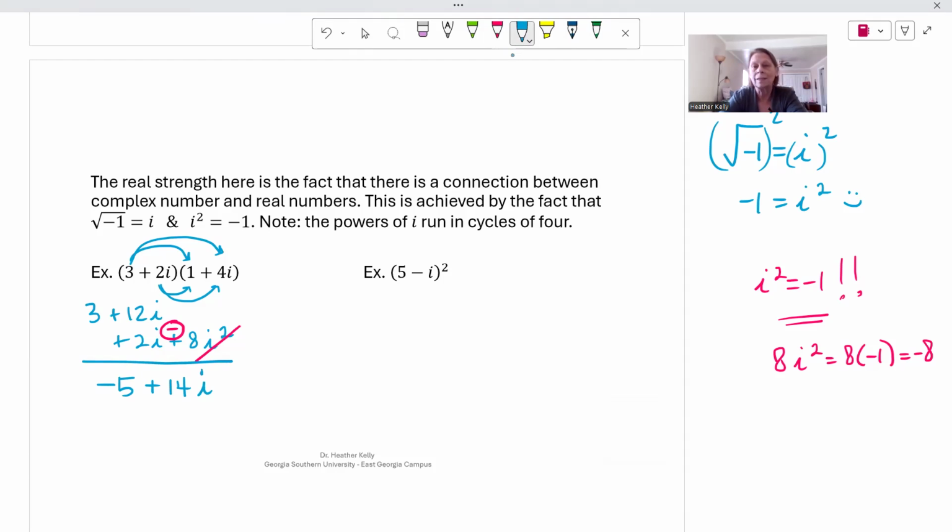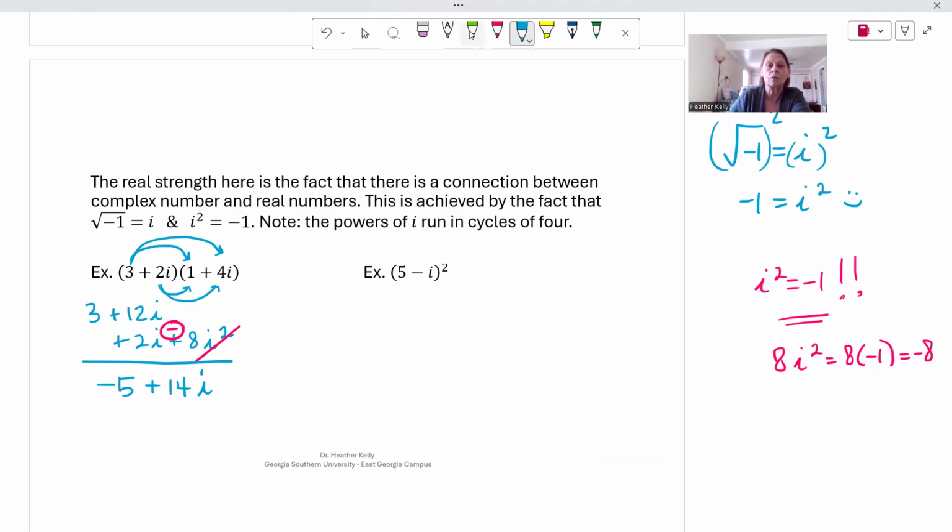Now notice we didn't get anything like a trinomial, like if we were multiplying two binomials, x plus 2 and x minus 5, we would turn out to have a trinomial. But when you multiply complex numbers together, because of this i squared equals -1 thing, you continue to have a binomial number. Okay, let's take a look at this next one.